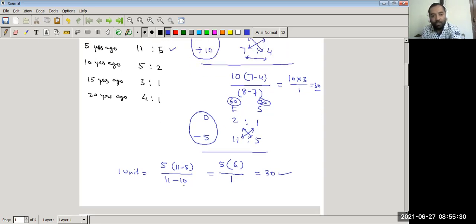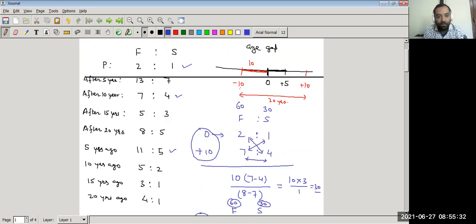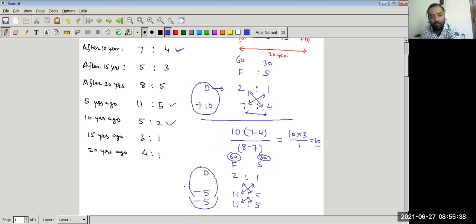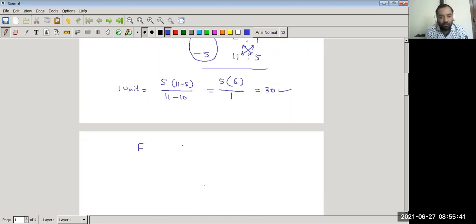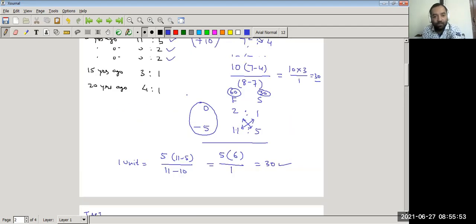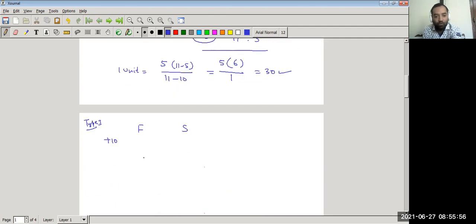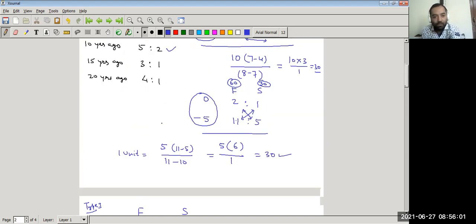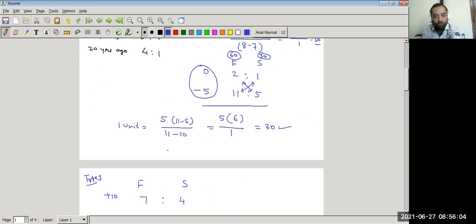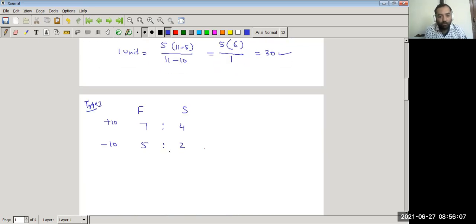Now if the information between 10 years after and 10 years before is given, then how can we find it? So now father and son, this is type 3. After 10 years, means plus 10 years, their ratio is 7:4. So we can write 7:4. And before 10 years, their ratio is 5:2. Now we have to find the present age of father and son.